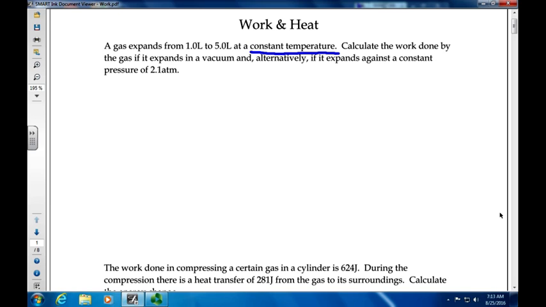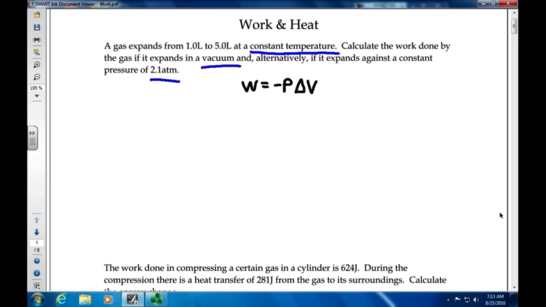So the first thing we're going to want to do is separate this out into two separate formulas. One in which the gas expands in a vacuum, and the other is working against a pressure of 2.1 atmospheres. So the formula for work, at a constant temperature, so we don't have to worry about temperature, is work is equal to negative pressure times the change in volume. And that's the formula that we're going to be working with today.